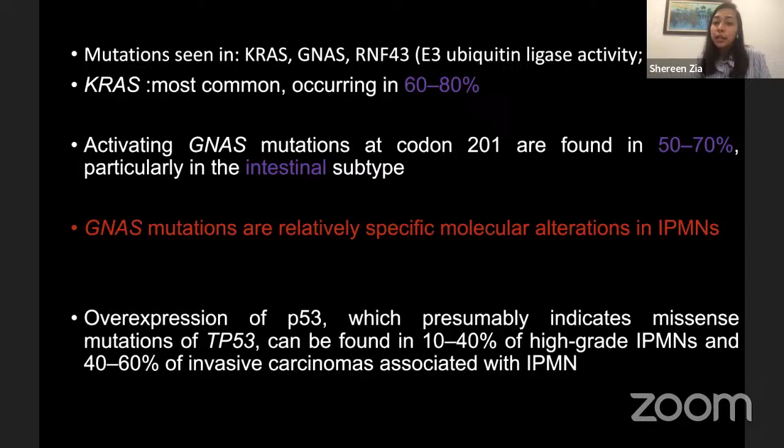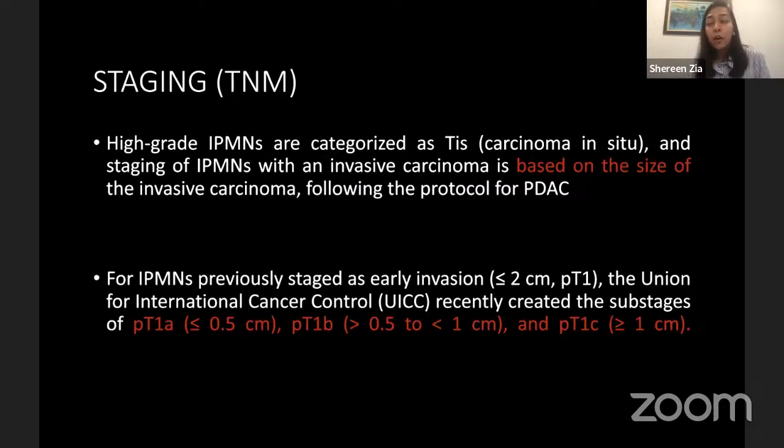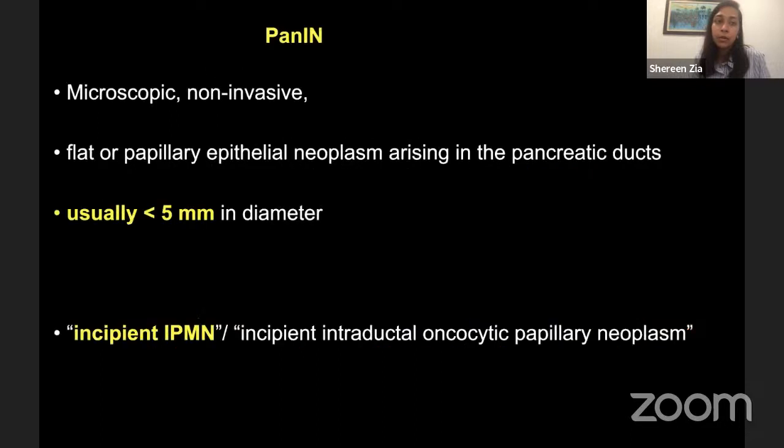GNAS mutations are relatively specific molecular alterations seen with IPMN. Other than that, KRAS is the most common, seen in about 60 to 80% of IPMNs. For staging, according to the new WHO, it's based on size. So pT1 is further subcategorized as pT1a if it's less than 0.5 centimeter, pT1b if it's 0.5 to 1 centimeter, and pT1c if the lesion is more than 1 centimeter.